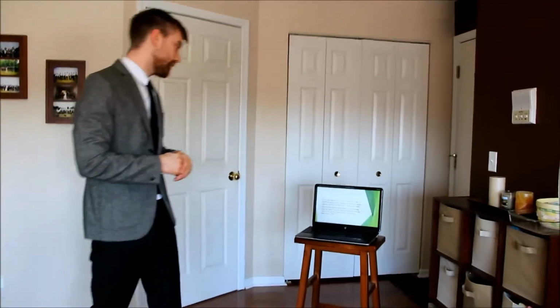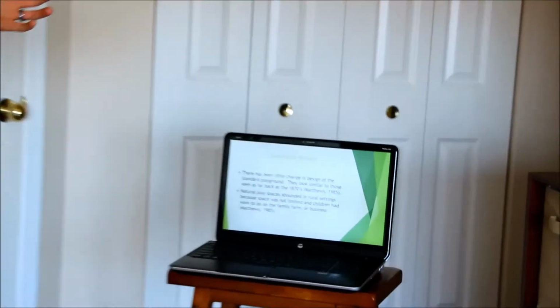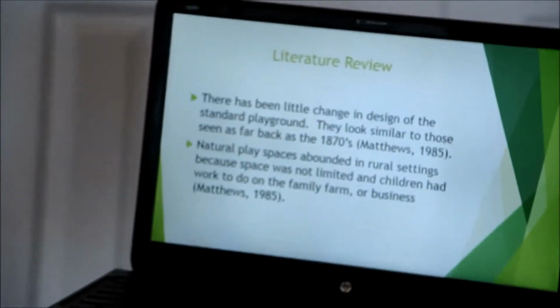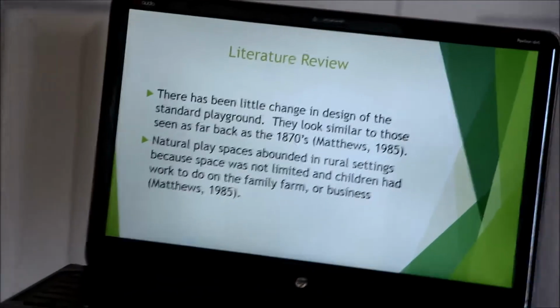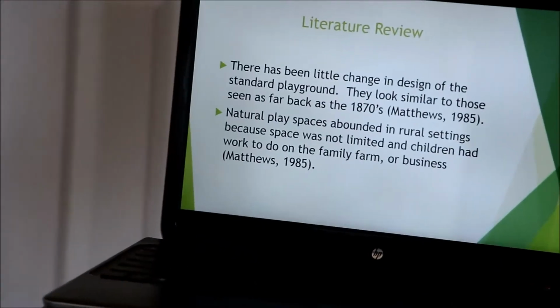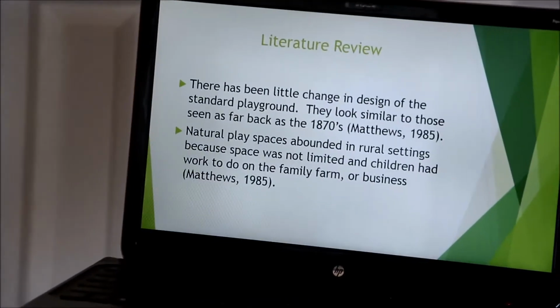The reason why there needed to be a change, why the traditional model was created, was because our rural open areas were being taken away as people started moving together and creating suburbs and cities and towns.